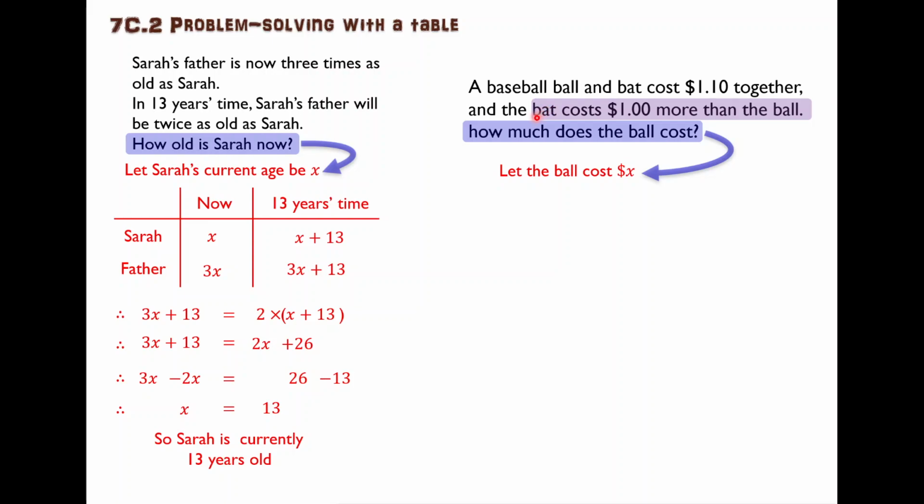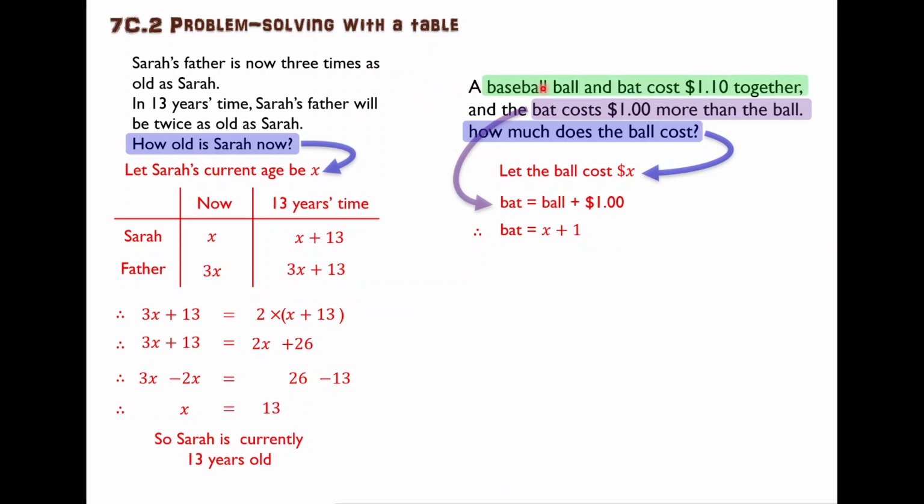We know that a bat costs $1 more than the ball. So a bat costs a ball plus $1. In other words, because the ball costs x dollars, a bat is x plus 1, because it's the cost of a ball plus $1.